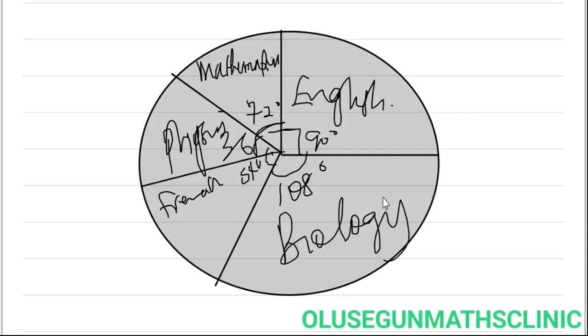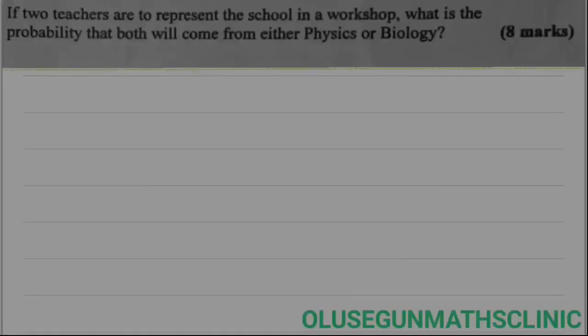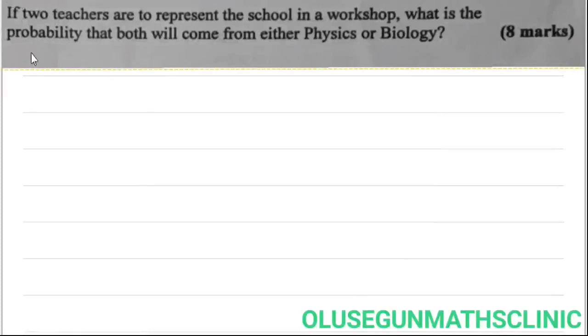So now we are able to draw the pie chart. This is question 5, the diagram for 5A. So this is how to draw the pie chart. So you solve it, then go to the next question. Question 5B said, if two teachers are to represent the school in a workshop, what is the probability that both will come from either physics or biology?